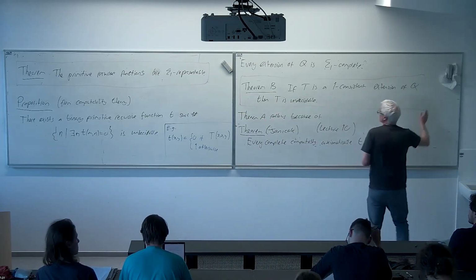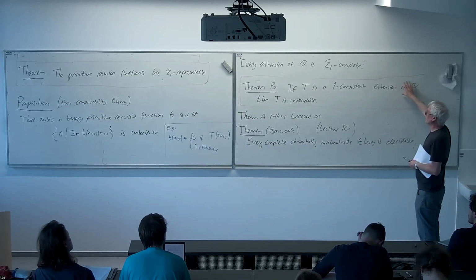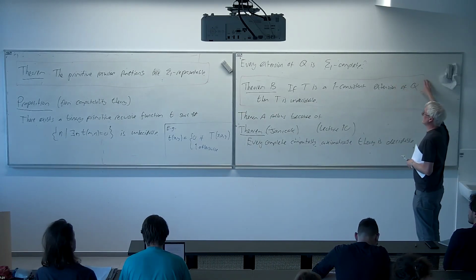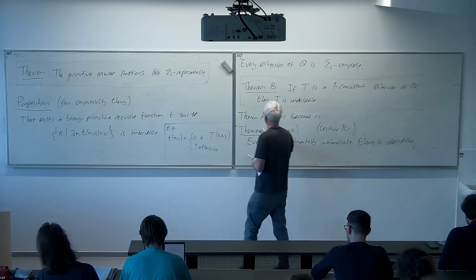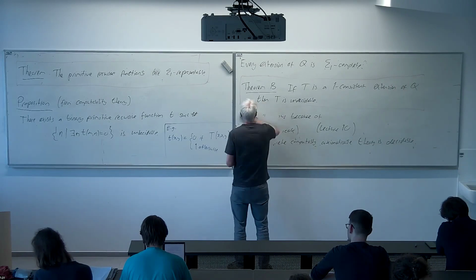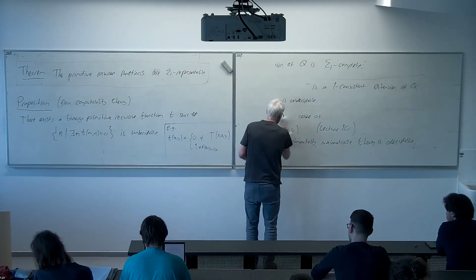So we'll just remember the statement, which I'm going to rub off. We need to prove that if we've got a one-consistent extension of Q, then it's undecidable.